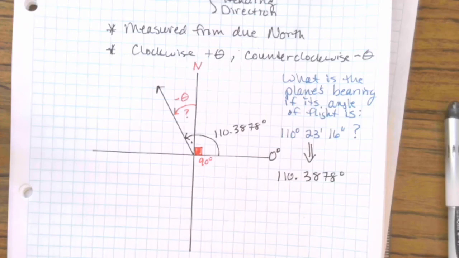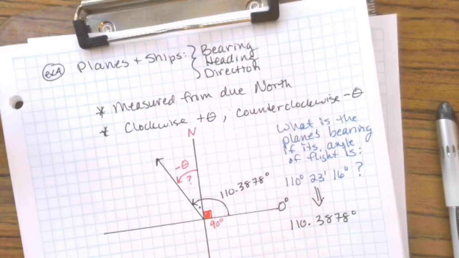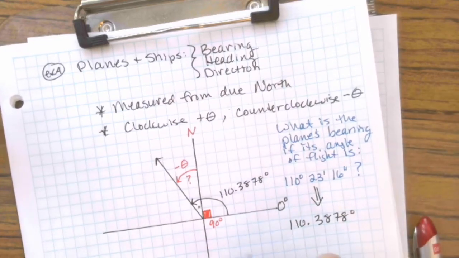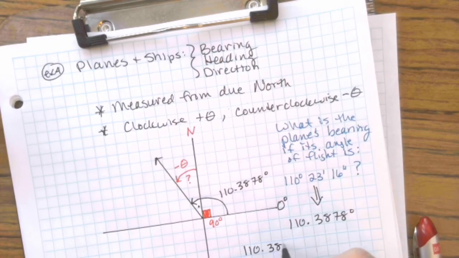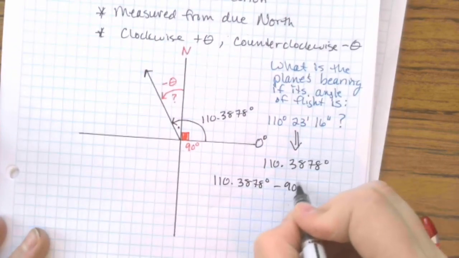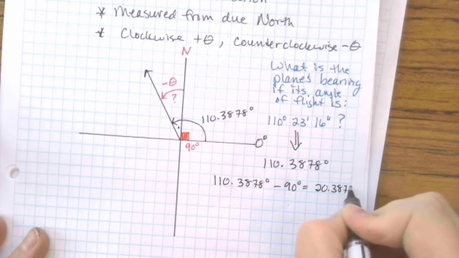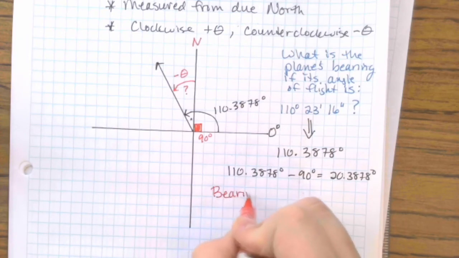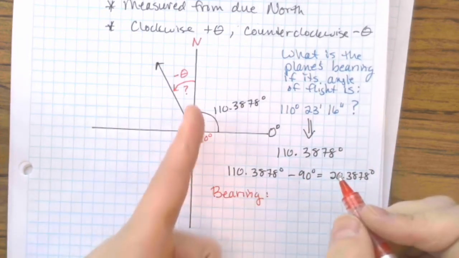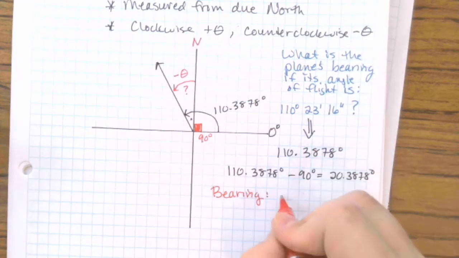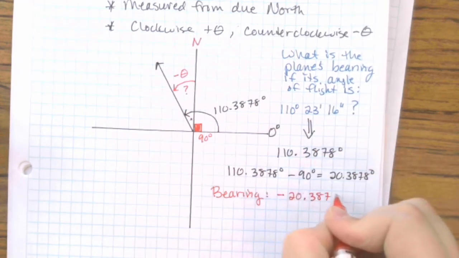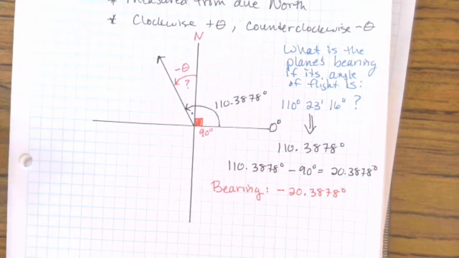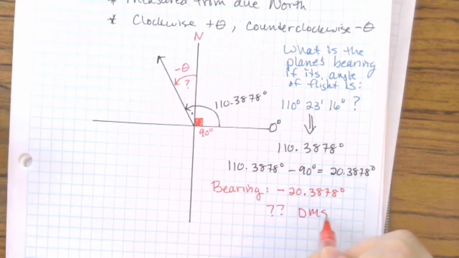So 110.3878, subtract 90 from it, we get 20.3878. So let me write this over here. So we go 110.3878 degrees minus 90 degrees is 20.3878 degrees. That will be our bearing. It's a bearing of, and because it's going left of north, it's going to be negative 20.3878 degrees. And then who knows, do they want it in degree, minute, second form, or can you just leave it as a decimal degree?